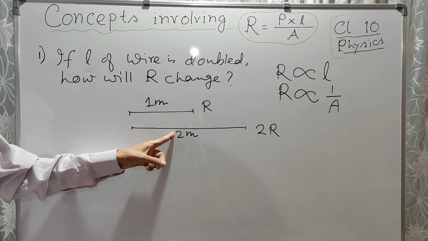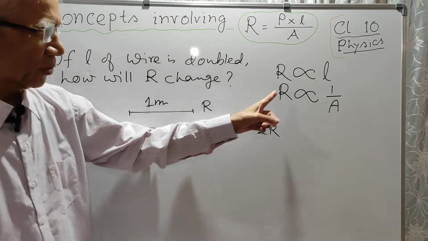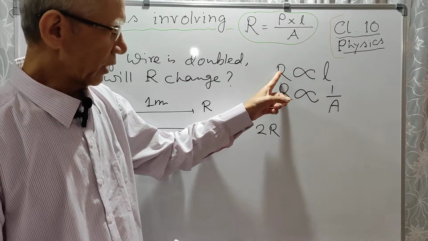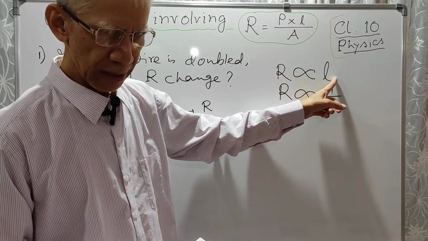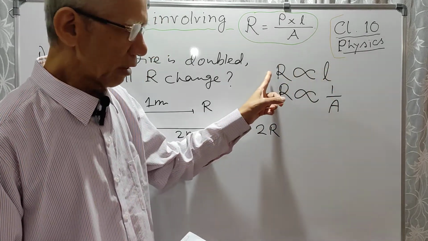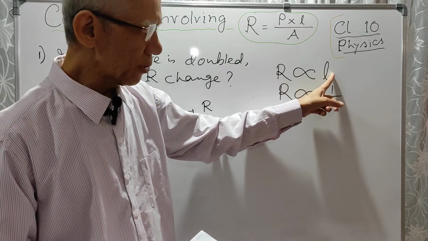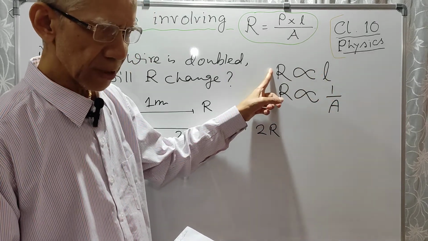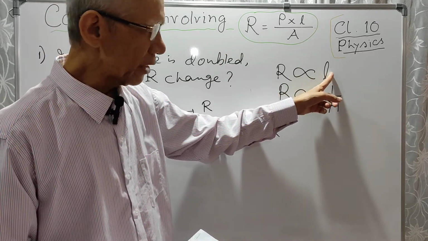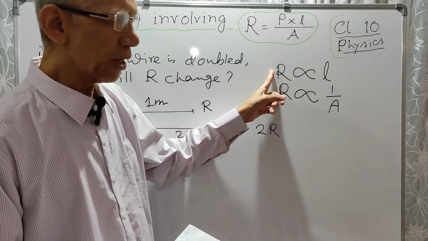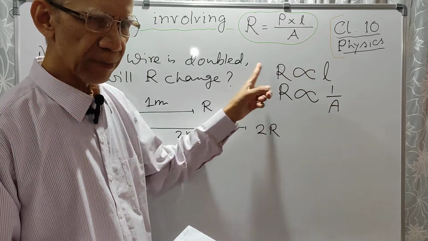Since length is doubled, resistance will be doubled, because you see this relation. Resistance is directly proportional to L. So if L is doubled, R will be doubled. If L is made 3 times, R will be made 3 times. As I told you before, if L is made half, then R will become half, because it is directly proportional.